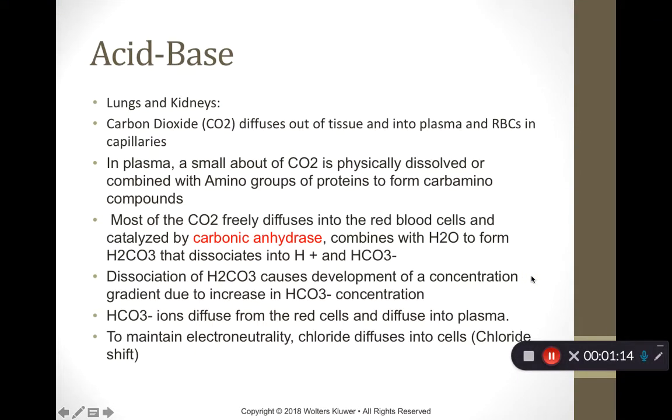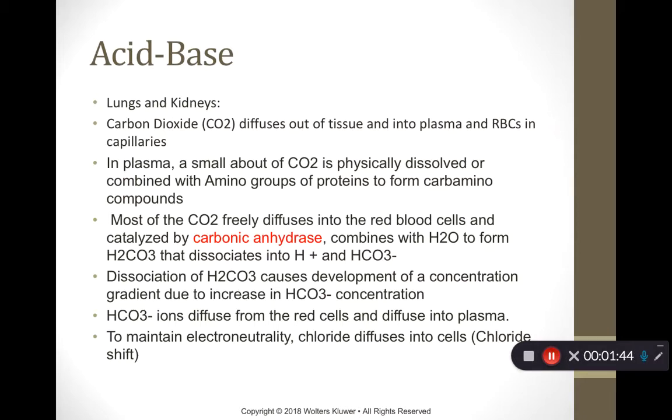Okay, so next thing is in terms of what goes on with the lungs and the kidneys. So carbon dioxide, as I said before, will diffuse out of the tissue into the plasma and red blood cells in the capillaries. In the plasma, a small amount of carbon dioxide is physically dissolved or combined with amino groups of proteins to form carbamino compounds.